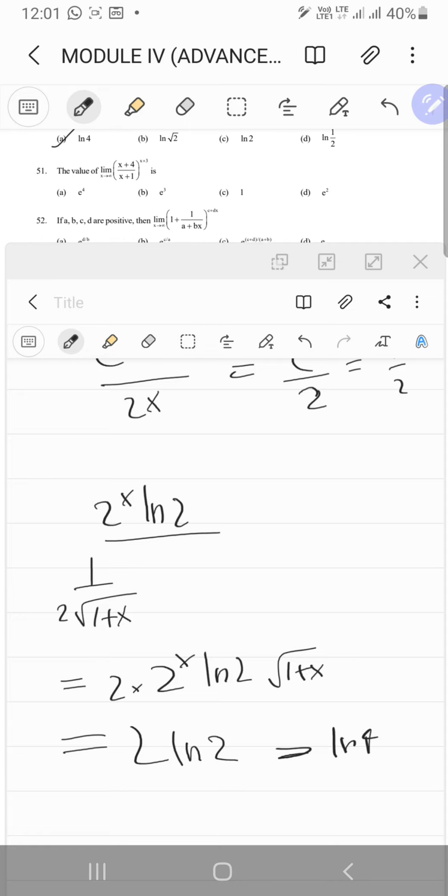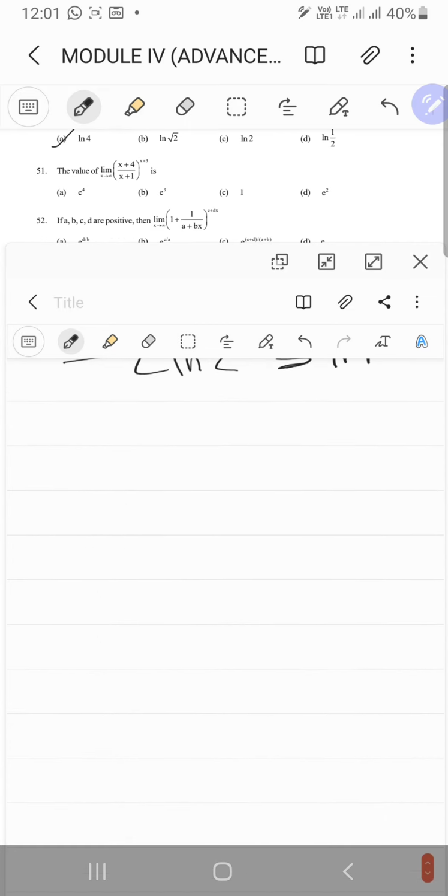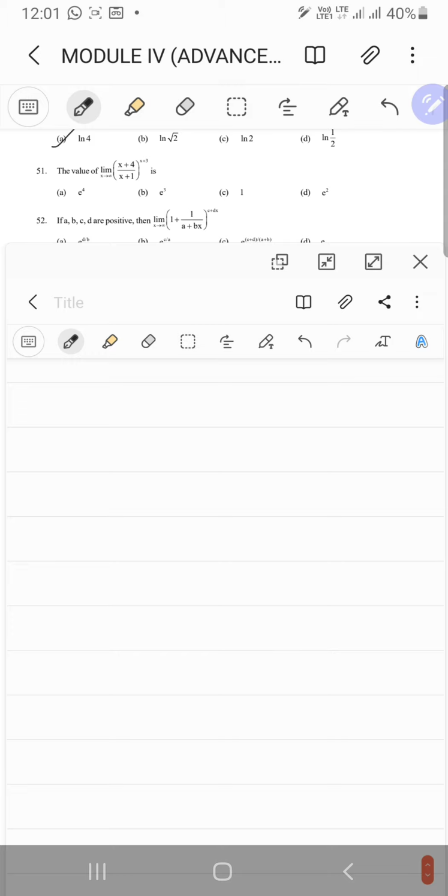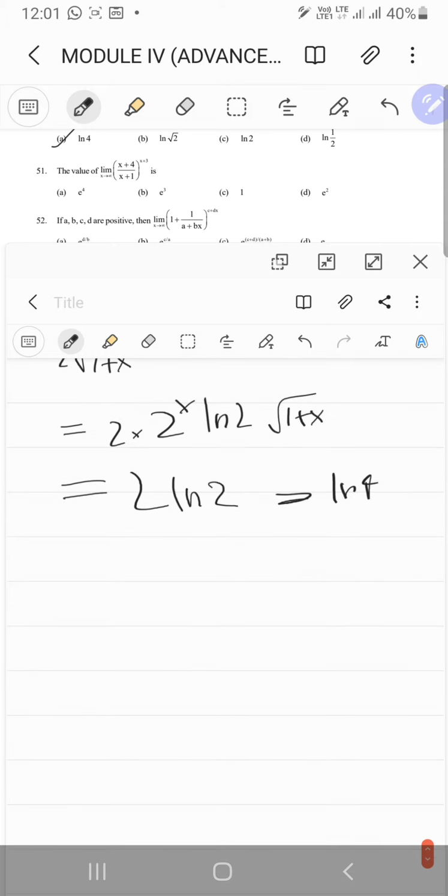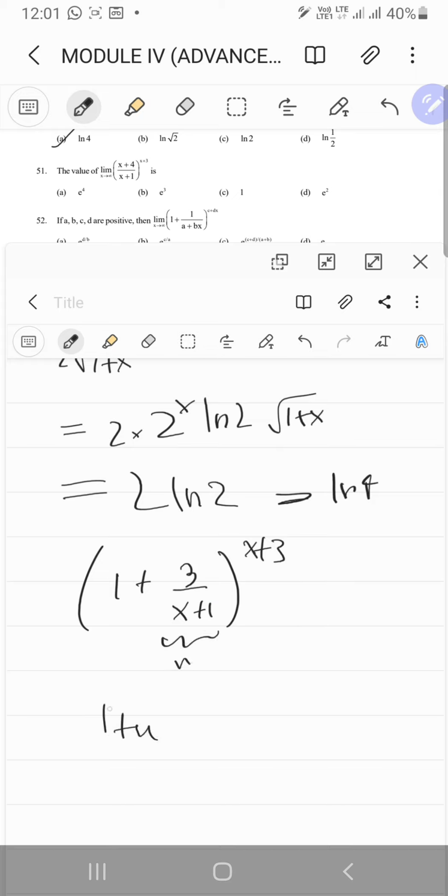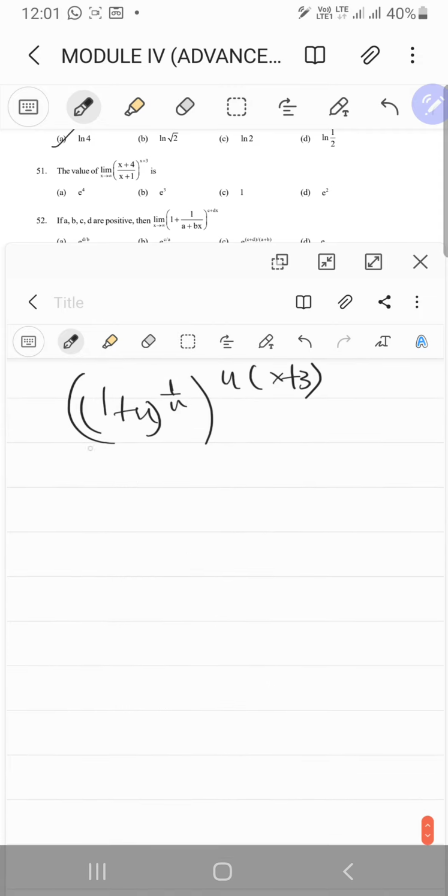Next question. X approaches infinity of x plus 4 upon x plus 1, all to the power of x plus 3. This is doable. I've seen a lot of these questions. So this is just 1 plus 3 upon x plus 1 to the power of x plus 3. Call this thing u, so it should be 1 plus u to the power of 1 upon u, to the power of u times x plus 3.